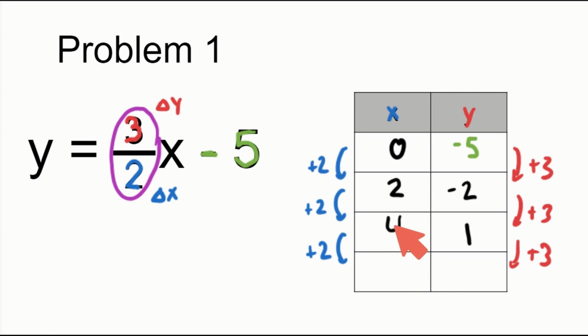And finally our last point, we know that x is being added plus 2. So now we're at 6. And looking at our y's, 1 plus 3, that's going to be 4. So our last point's at 6, 4. So using the parts from the equation, we're able to generate a table.